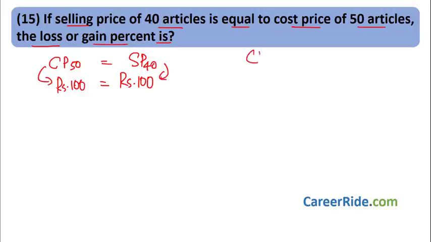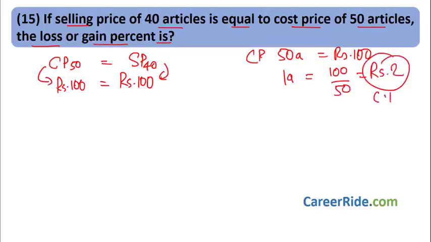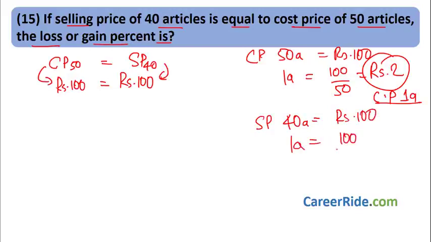Now what have they given? Cost price for 50 articles is rupees 100. So one article costs how much? 100 upon 50 equal to rupees 2. This is the cost price for one article, right? Selling price for 40 articles is the same, that is 100. So one article is sold for how many rupees? Divided by 40, rupees 2.5. This is the selling price for one article.